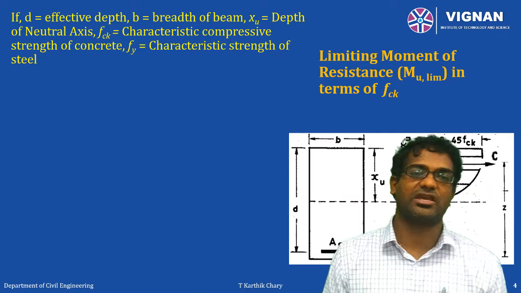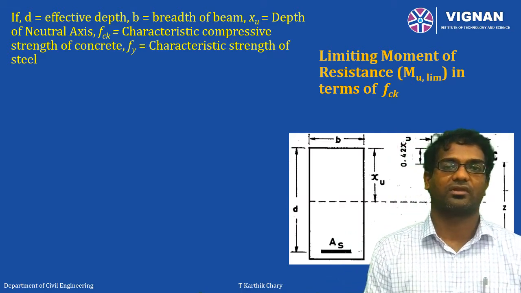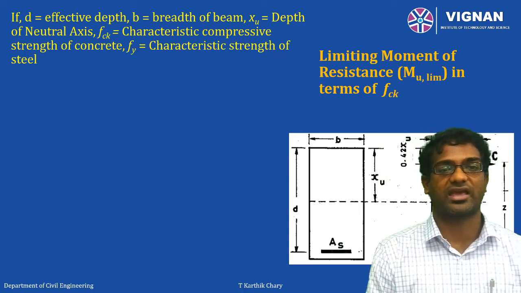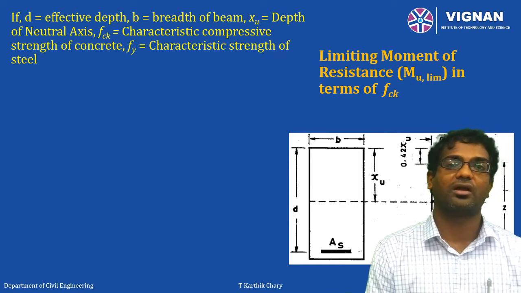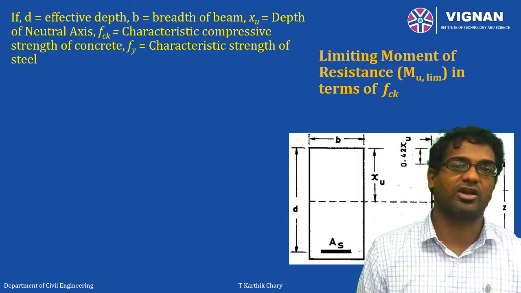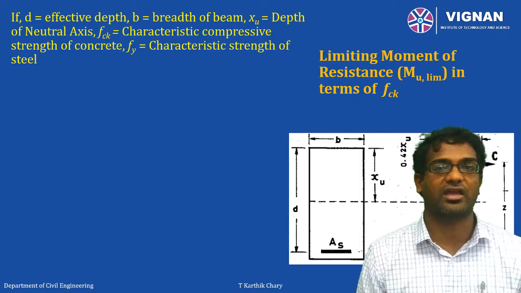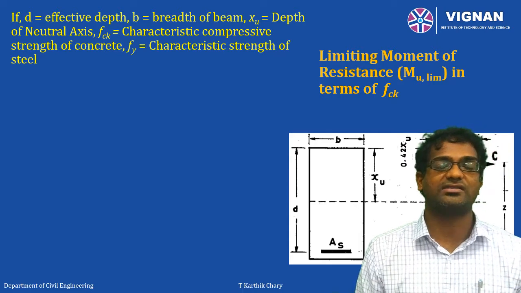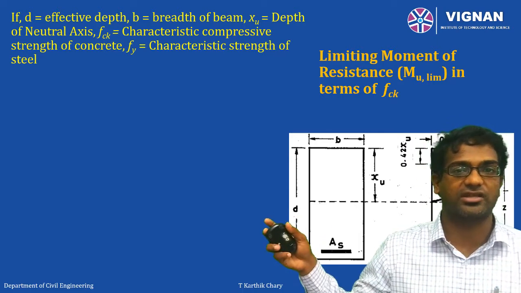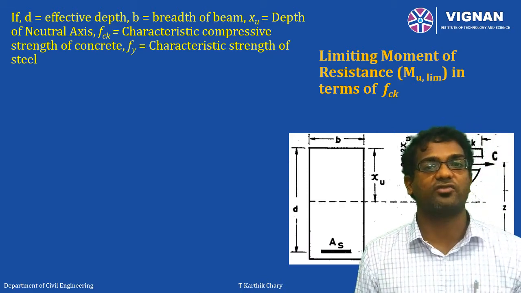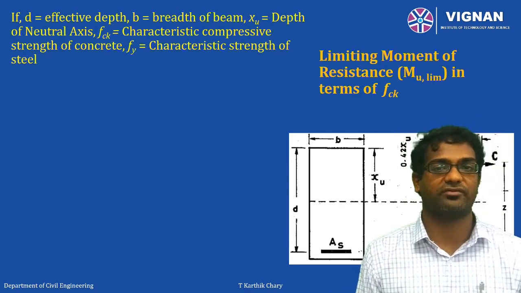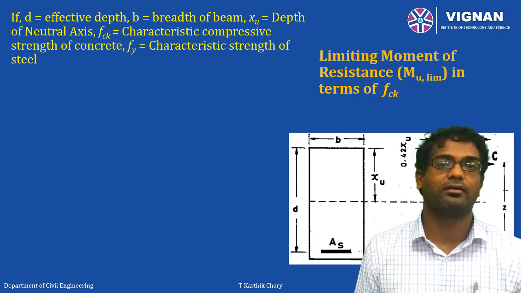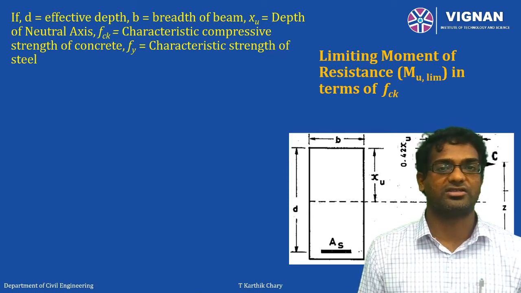If you take a rectangular section of breadth B and effective depth D, and let us assume the neutral axis depth as xu as shown in the figure, the stresses are 0.45 fck in the concrete and 0.87 fy in the steel. These are the design strengths, and let us say a force C is acting at a distance of 0.42 xu from the top extreme fiber, and the tensile force T is acting at the steel reinforcement.